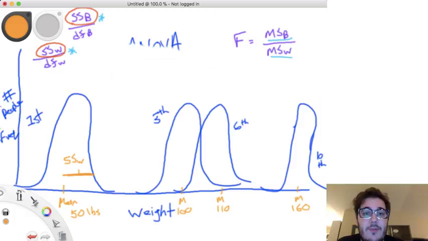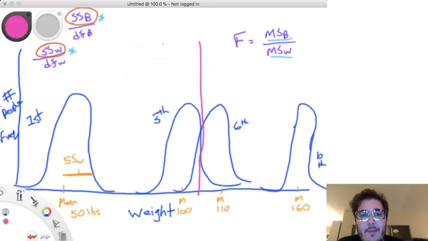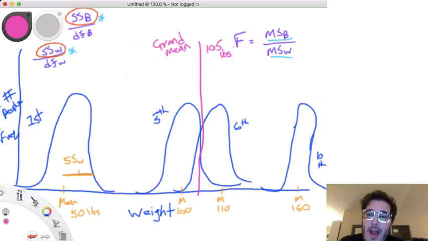The other half is sums of squares between. So I want you to imagine if you took all of these different people, first graders, fifth graders, sixth graders, 10th graders, and you average them all together. So 50, 100, 110, 160, that's 420. 420 divided by however many you have. We have 4 means. 420 divided by 4 is, what, 105? Yeah, 105. Okay. So here we have the grand mean. And that's 105. Because that's the average of the 4 averages, right?